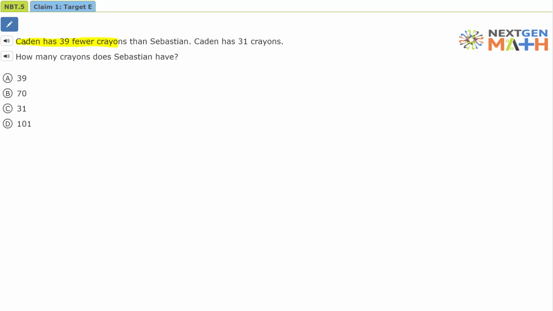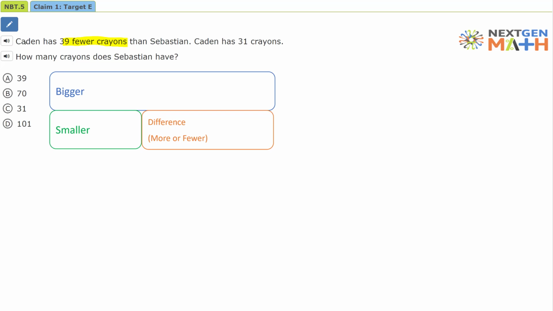Caden has 39 fewer crayons than Sebastian. Caden has 31 crayons. How many crayons does Sebastian have? Well, when we read this problem, there is a key phrase in here. Caden has 39 fewer crayons. Because we're using the word fewer, we're going to be comparing a bigger number to a smaller number, focusing on its difference, which is fewer.